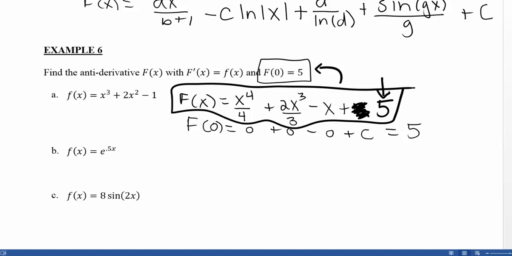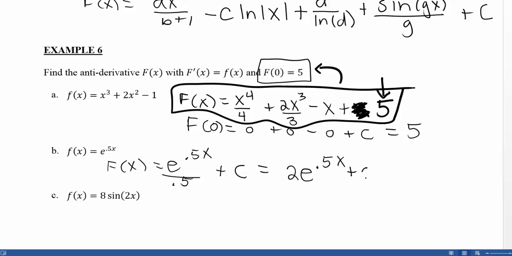Part B. We have e to the 0.5x. So here, our antiderivative is going to be the same thing back, e to the 0.5x divided by the constant, which is 0.5, plus c. Now, if you divide by 0.5, that's the same thing as dividing by 1/2, which turns out to be the same thing as 2e to the 0.5x plus c.